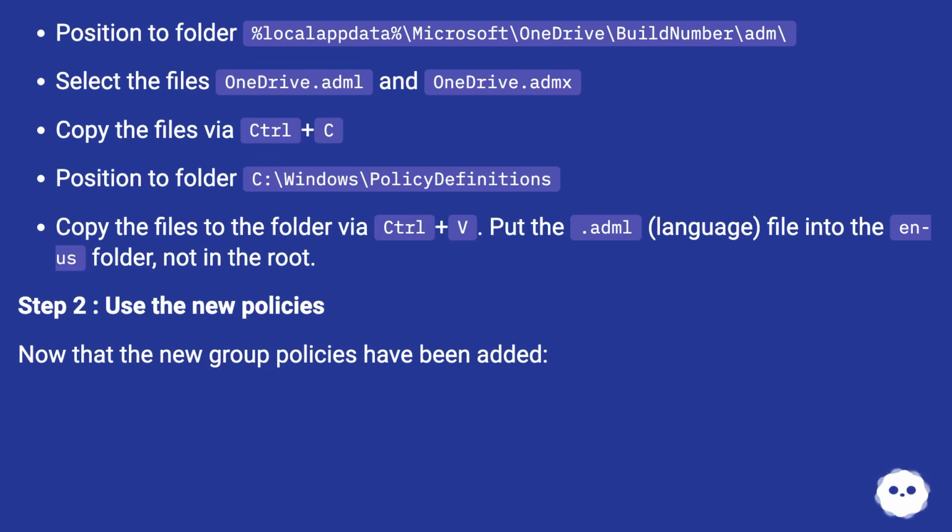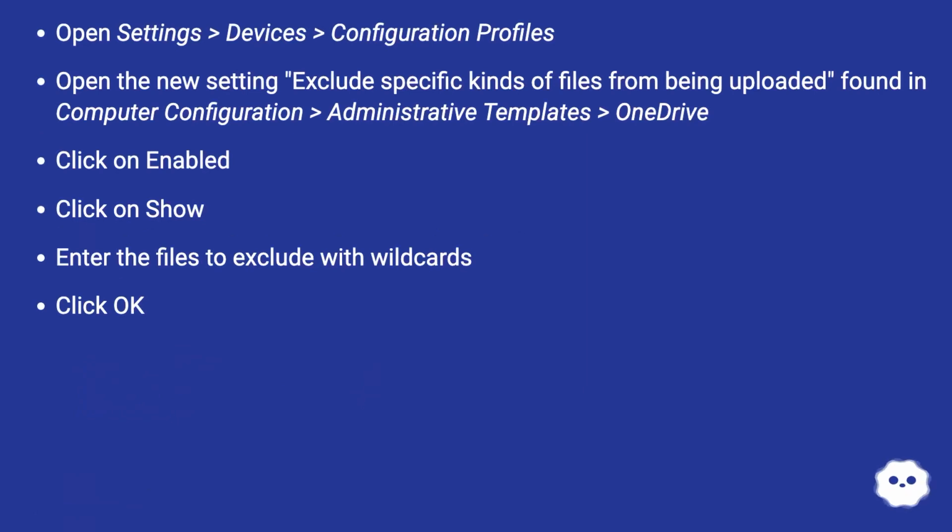Step 2. Use the new policies. Now that the new group policies have been added, open Settings > Devices > Configuration profiles. Open the new setting, Excludes specific kinds of files from being uploaded, found in Computer Configuration > Administrative Templates > OneDrive. Click on Enabled, click on Show, enter the files to exclude with wildcards, click OK.